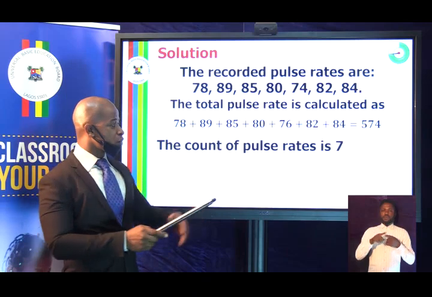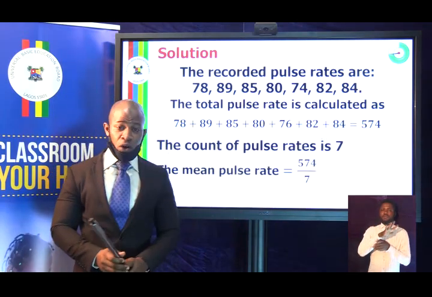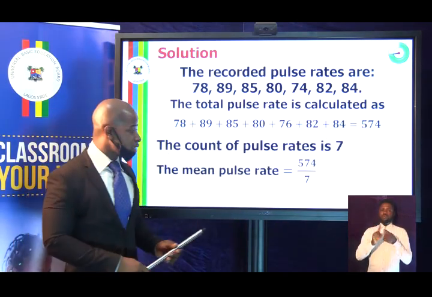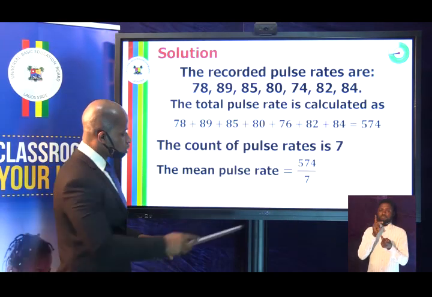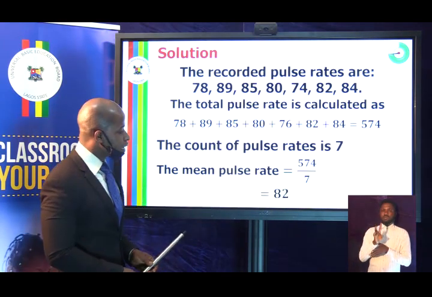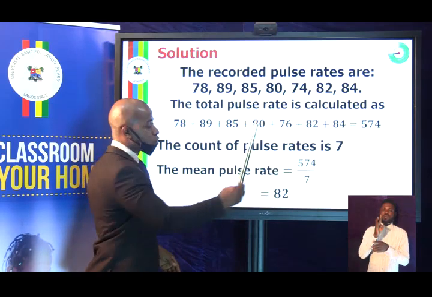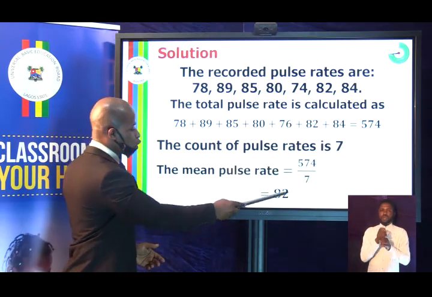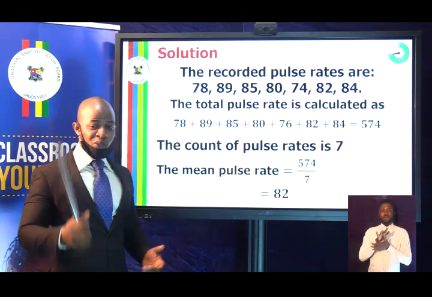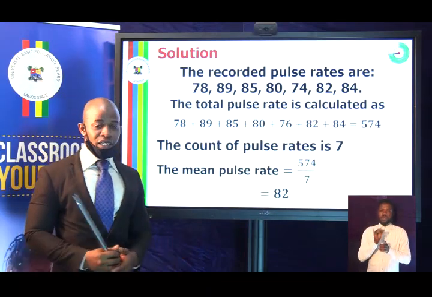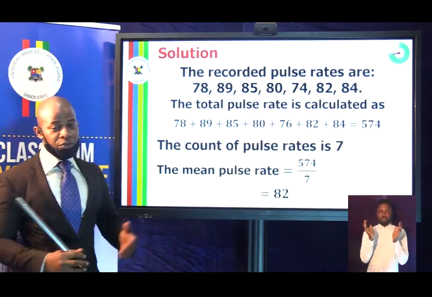So now all you have to do is just divide this 574 equally into 7 places, and you will get the average pulse rate. 7 goes in 57 8 times. Remember 1. 7 goes in 14 2 times. You get 82. I believe that's what you got. If you did, then I'm going to celebrate you with a cheer.